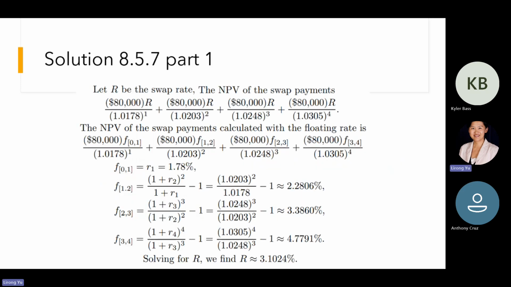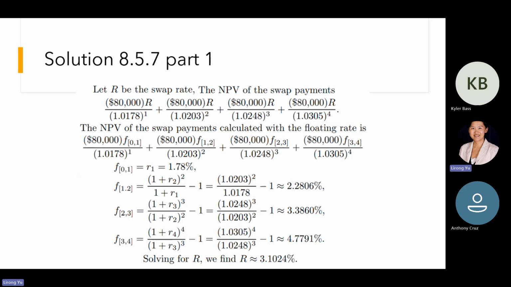Okay, so here we are. Now, assuming the swap rate is R, you have your outstanding balance times R. Those are the cash flows. 80,000 times R is the cash flow at times 1, 2, 3, 4. You discount them all back to time 0. That's the first calculation, the present value of all the fixed rate interest cash flows, right?